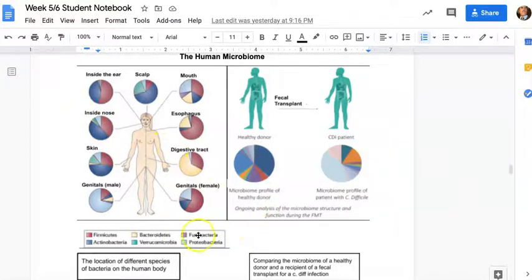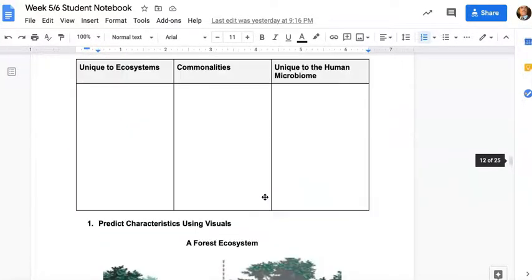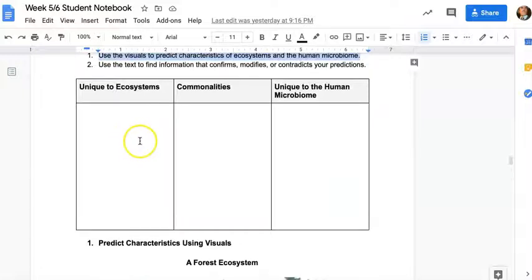And so the first thing you need to do is just from those 2 visuals, what do they have in common? A forest and then the bacteria on your body and in your body. And then what's unique? And so maybe 1 or 2 for each. So go ahead and pause, fill out those, and come on back.